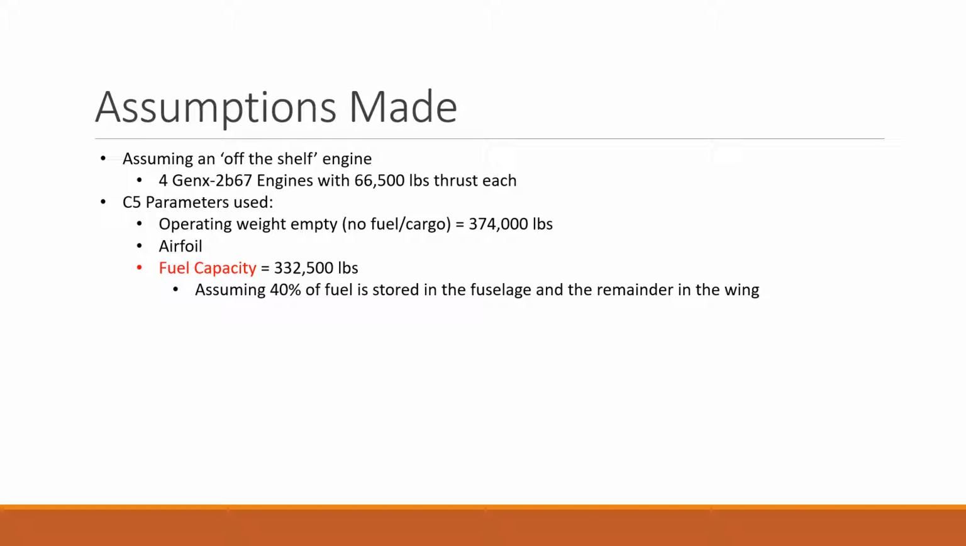I'm assuming that we're using an off-the-shelf engine and that we're using some similar parameters as the C-5, such as operating weight empty, airfoil, and fuel capacity. I'm also assuming that 40% of the fuel is stored in the fuselage and the remainder is in the wing.